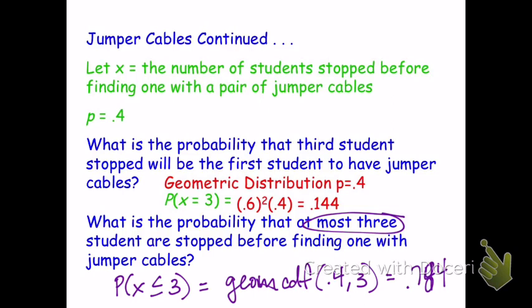If you were to do this by hand, you would have to use the formula that you see right here. You would have to do it for x equals 1, x equals 2, and x equals 3, and add those together. So you'd have to do it 3 times. That's why sometimes doing it by hand is more difficult. It would be like doing a geometric PDF for 1, 2, and 3 and adding those together.